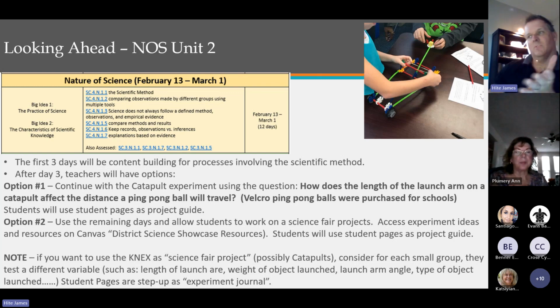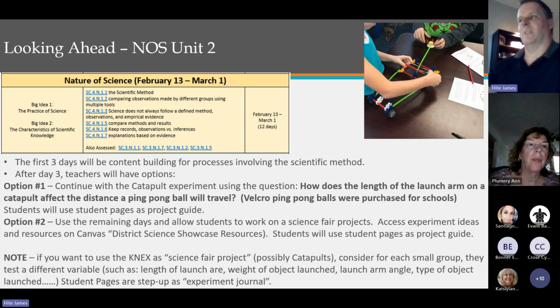So this is sort of the route. Again, you can start with option one. You can go all the way through using that question, or you can branch off and let students do the question that they want to do. That way, we're building in the time for science projects, if that makes sense.